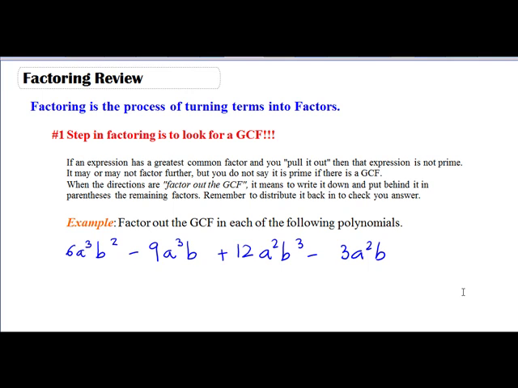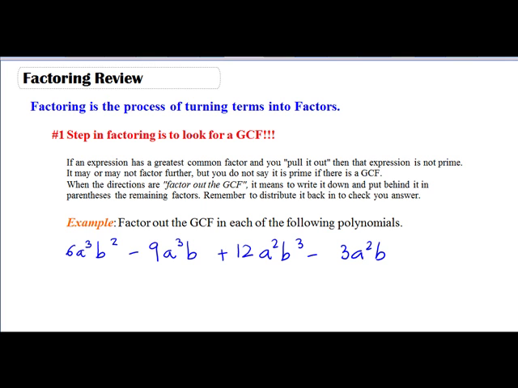In this video, I'm going to show you just review the factoring. And what is factoring? Factoring is the process of turning terms into factors. Before you factor any problem, the first step you have to try is looking for the GCF and try to pull it out of the problem. The GCF stands for the greatest common factor.